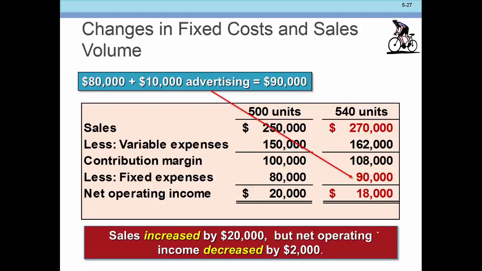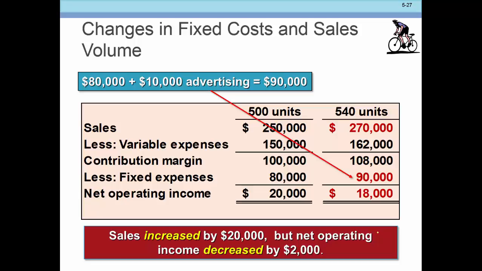We go from 500 bikes to 540. That means we're going to have 270,000 in sales. But of course our variable costs are going to come up because we have to produce 40 more bikes now, don't we? So we have a slightly higher contribution margin, $8,000 higher, but we increased our advertising by 10,000, so our fixed cost went from 80 to 90, didn't it? So we only got an $8,000 increase in our contribution margin and a $10,000 increase in our expenses. That's a big no on that idea, isn't it?